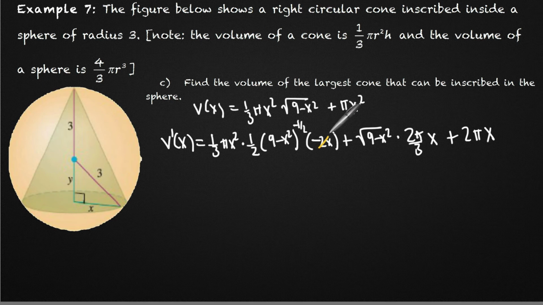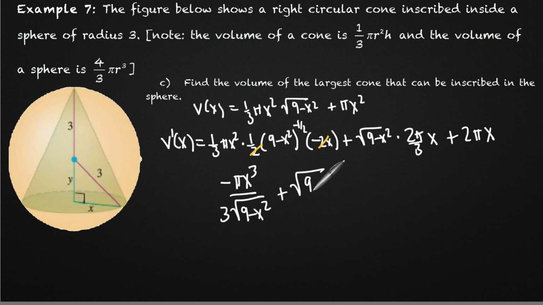The 2 can cancel out there, and we can move this to the bottom. So this is going to be negative x times x cubed. So that's going to give us a negative pi x cubed over 3 times the square root of 9 minus x squared plus the square root of 9 minus x squared times 2/3 pi. So it's going to be, we'll just put the 2 pi right here, over 3 plus 2 pi x.